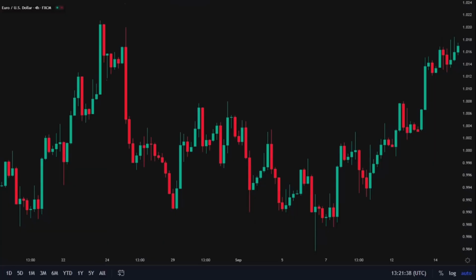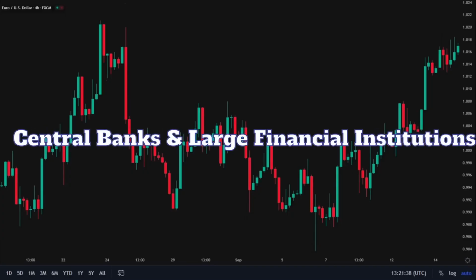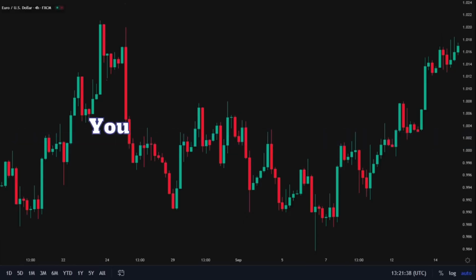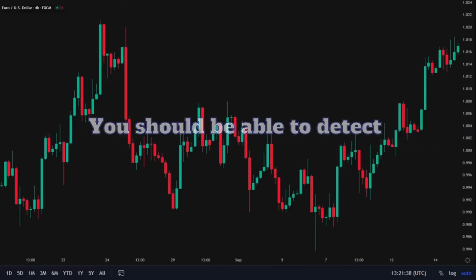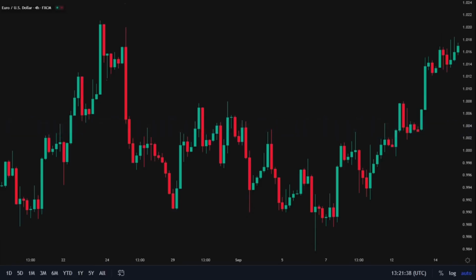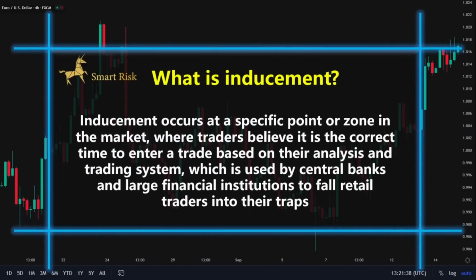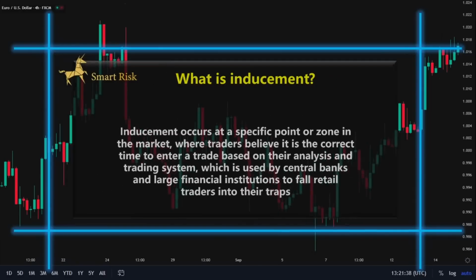Welcome back traders. Before explaining the manipulation methods and traps that central banks and large financial institutions have prepared for traders, you should be able to detect the possible inducement and liquidity zones in the market and know their exact definitions. So guys, let's get started with the definition of inducement. Inducement occurs at a specific point or zone in the market where traders believe it is the correct time to enter a trade based on their analysis and trading system, which is used by central banks and large financial institutions to fool retail traders into their traps.